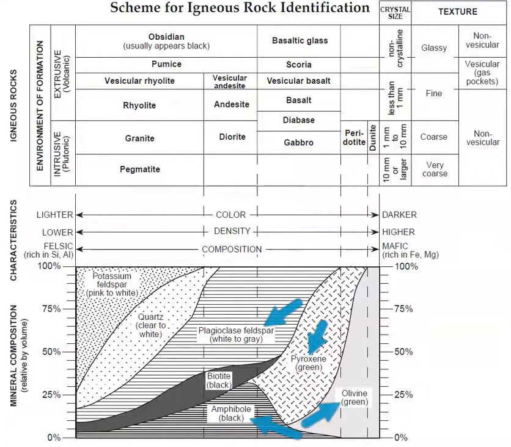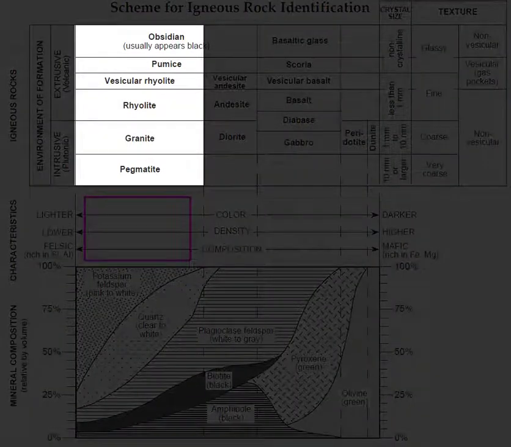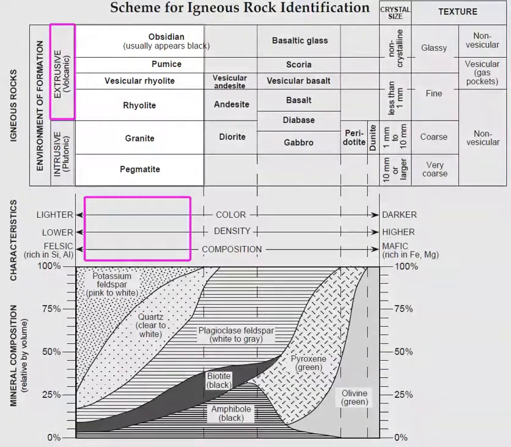Okay, so let's look at an example of a typical regents question. Let's imagine that we know we have a rock that is lighter in color, lower in density, or on the felsic end of the spectrum. So we know we're looking somewhere on the left-hand side of the diagram. We also know that that rock is extrusive. In addition to knowing that it's extrusive, we know that it's vesicular and has a fine texture with crystal sizes less than 1 millimeter. So you need to combine all this information and figure out where they intersect.